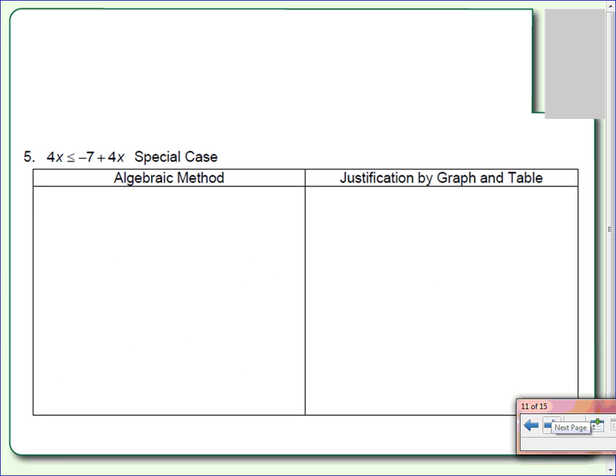Special case. We're going to do one more here, and then we need to start our test. Special case. Those go by fast, right?